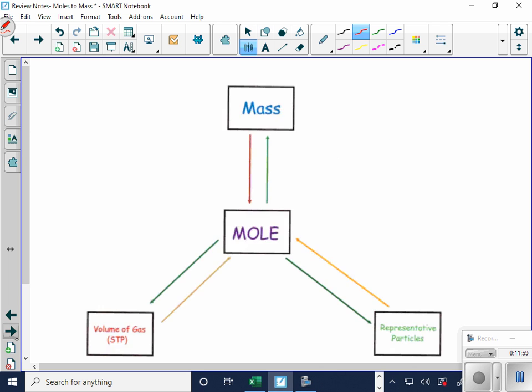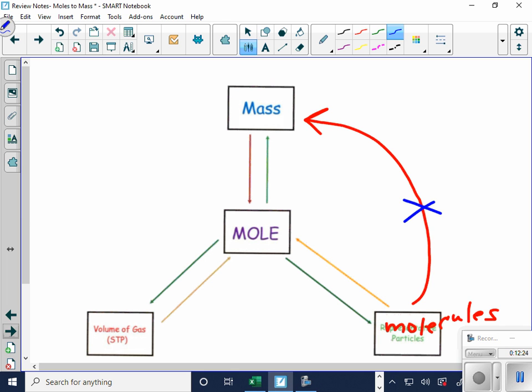So as I look here at my flux capacitor, I know that molecules is down here, correct? So I want to go from molecules to mass. Can I take a direct route from molecules to mass like that? I cannot. So that is not what we are going to do. We have to go from molecules to moles, then from moles to mass. So this is going to be a two-step problem.